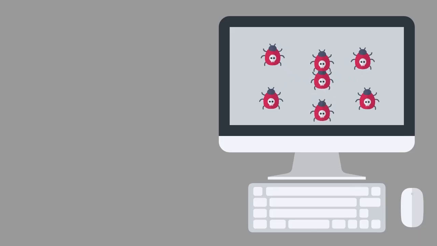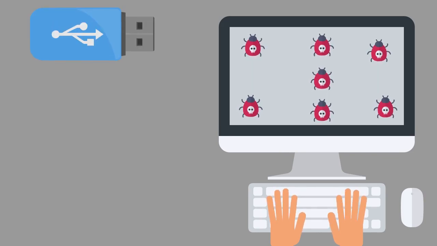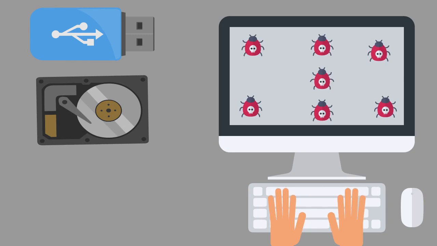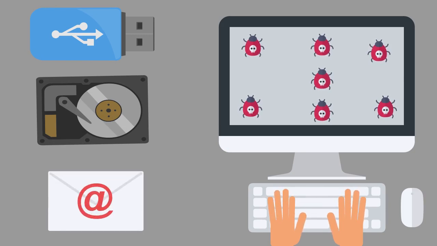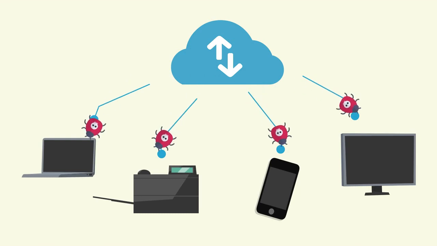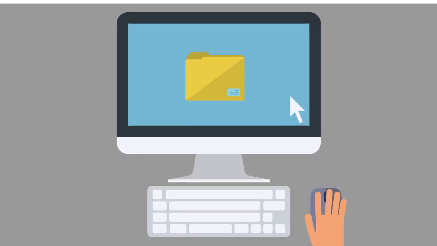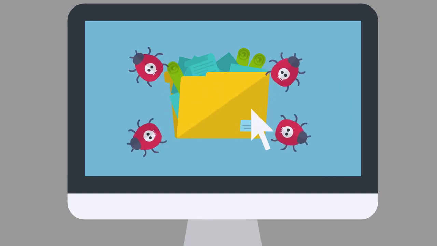It makes copies of itself and attach to the files in the flash drives, hard disks and email attachments. Then it spread from device to device. A file containing computer virus is called infected file. Mostly viruses are activated when we open the infected file.